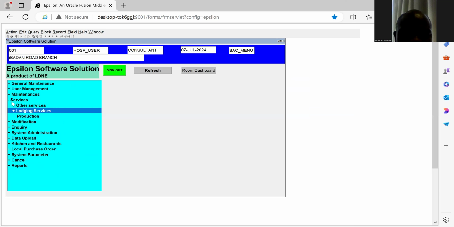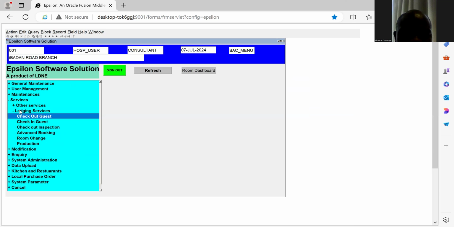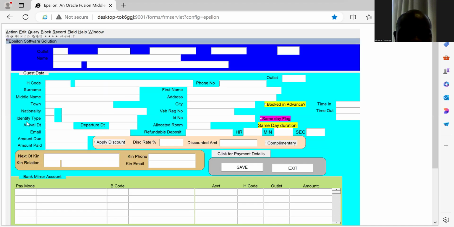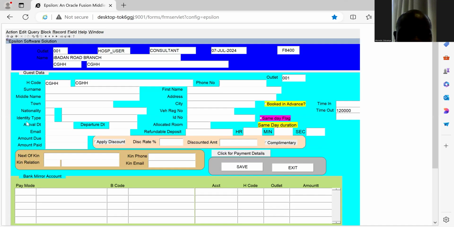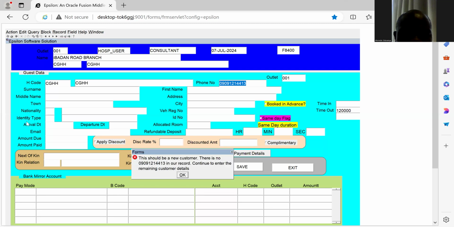Now, I will not just go back to inquiry, I will go and do a check-in now. So I see the place of checking in. I want to check in a new customer. Let's just say a walk-in, and I put the phone number. I tap, and it says this should be a new customer because this phone number is not on our record. I should continue to enter the remaining details.